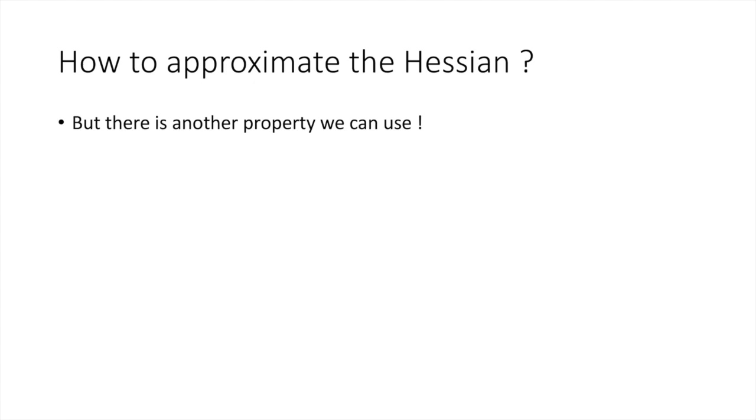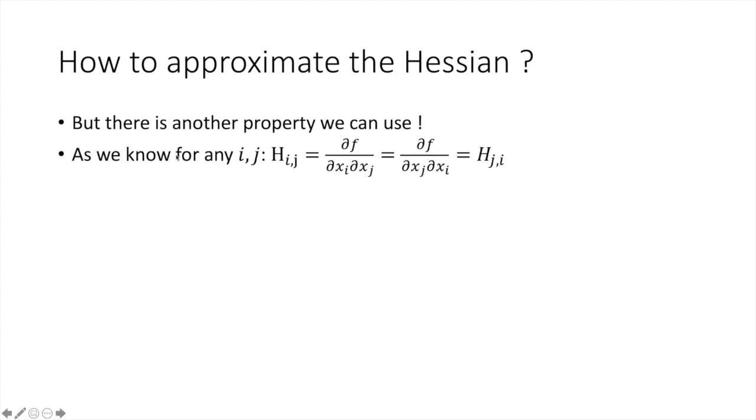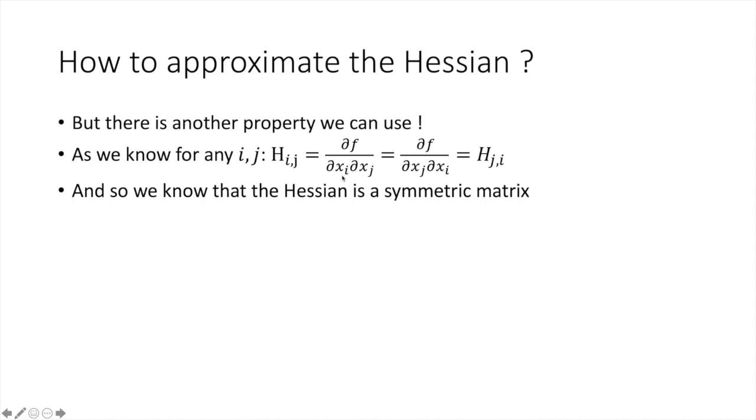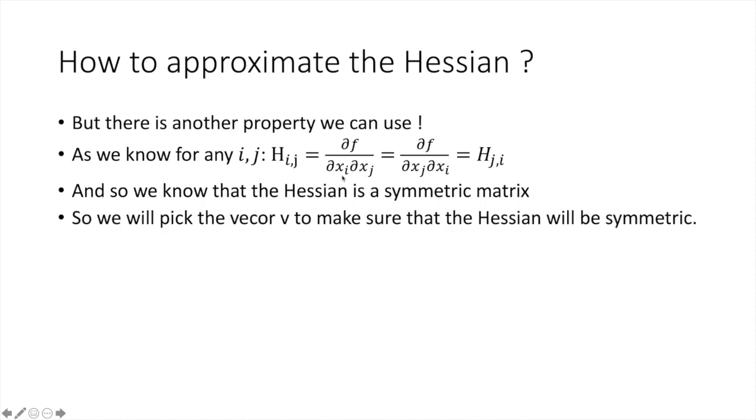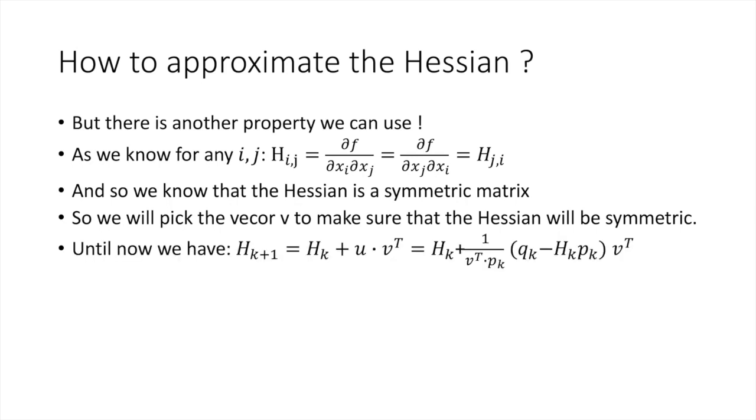But there is another property we can use. As we know, for any i, j, h_ij is equal to d²f over dx_i dx_j, and that is equal to d²f over dx_j dx_i, and by this definition, this is equal to h_ji. That means that the Hessian has to be a symmetric matrix. And so we will pick a vector v to make sure that the Hessian will be symmetric.